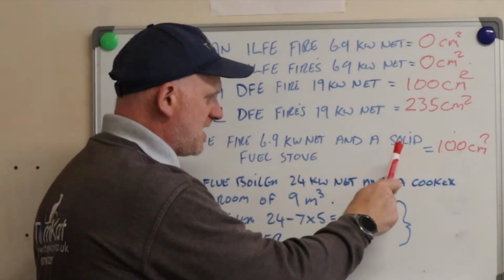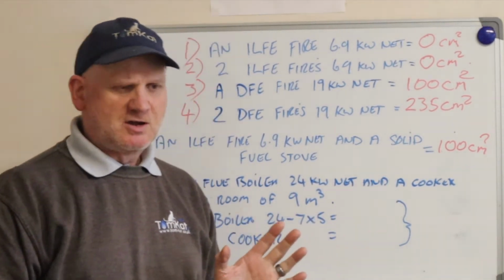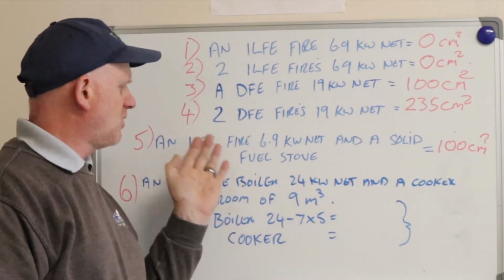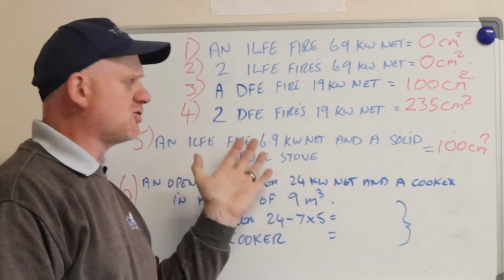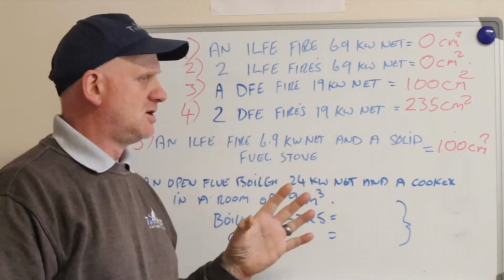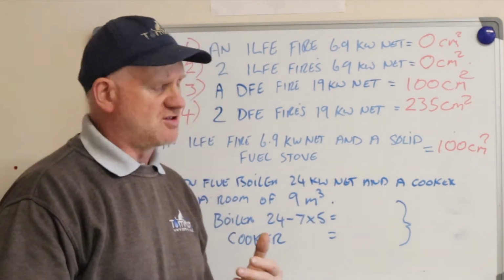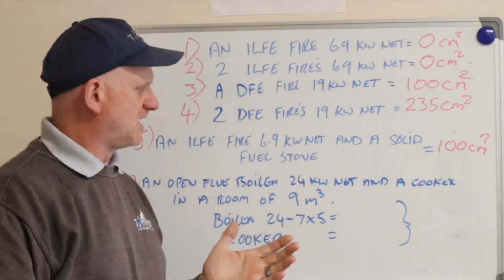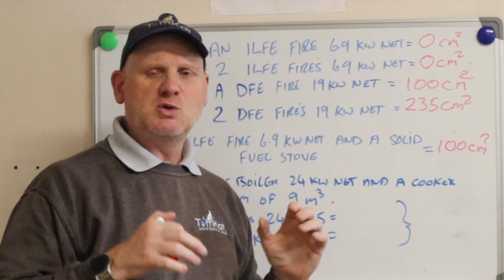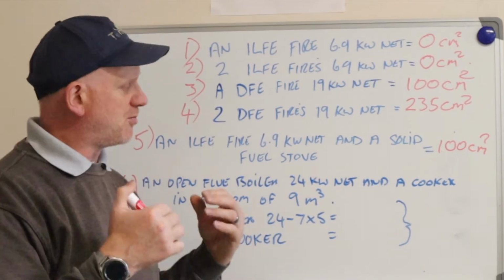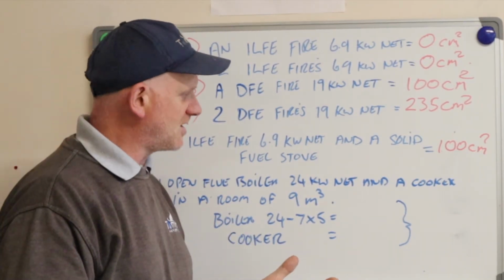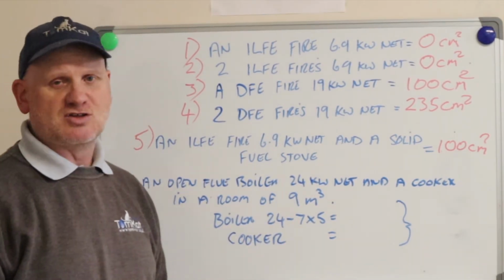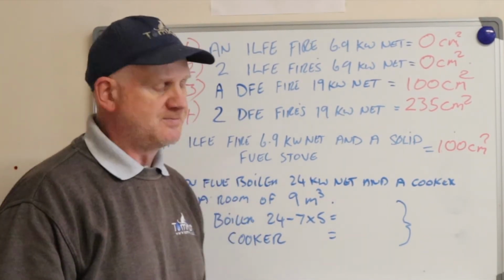Now the reason for this is because we've got two different fuels. So even though the inset live fuel effect fire doesn't require any ventilation, it just requires the adventitious ventilation, and the solid fuel might not even need ventilation, but because we've got two different fuel types, both open flue appliances, we need to add on 100 centimetres squared of free air.